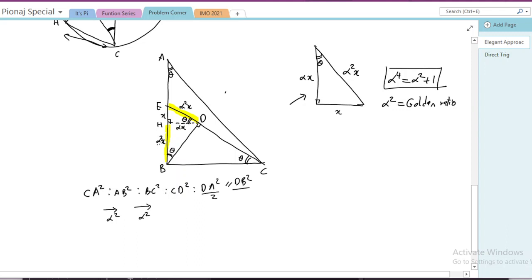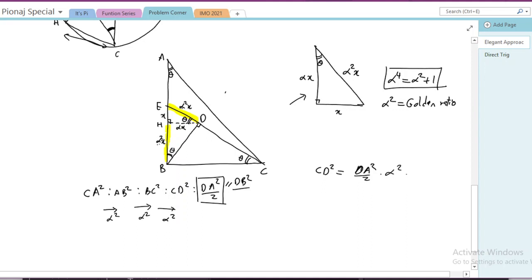Now BC and CD appear in triangle BCD, which is similar to the same figure, where BC is now the diameter and CD is the second longest side. So they also follow the same ratio, which is alpha squared. Then CD squared will go with the same ratio to DB squared, but we want to show this equality. Or more directly, we can just show that CD squared is equal to DA squared over 2 times alpha squared.